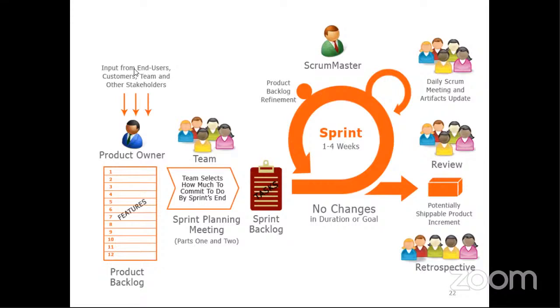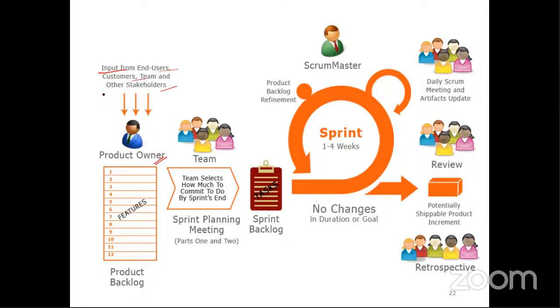Okay, we'll start with the Scrum. What happens in Scrum basically? There is a product owner who gets the inputs from the end users, customers, teams, and other stakeholders. So if you can see here, the input has been taken from the end users, customer, and stakeholders. Those inputs are received by the product owner. The product owner makes it a feature list.